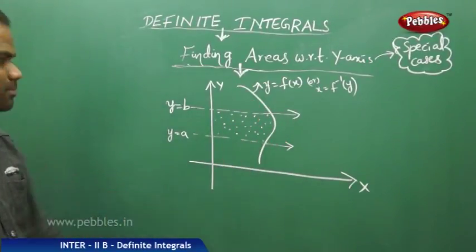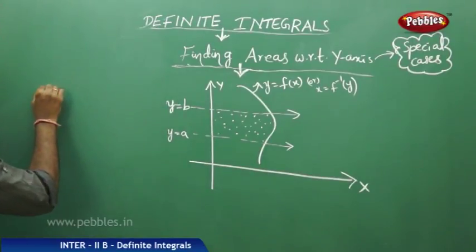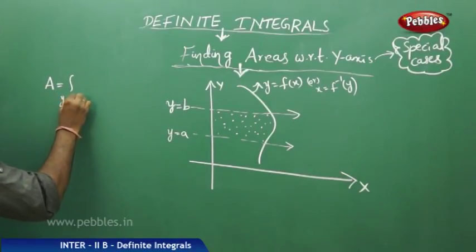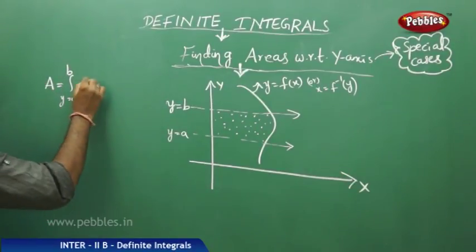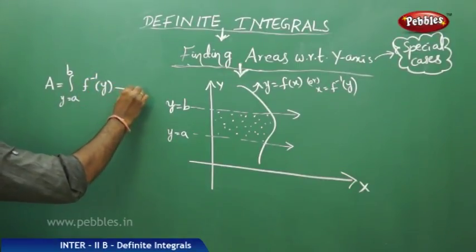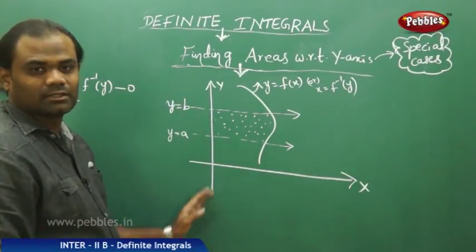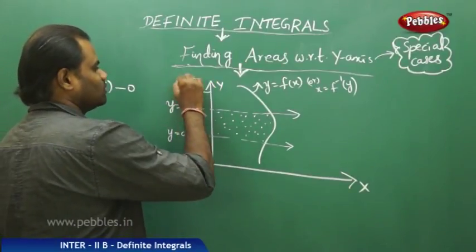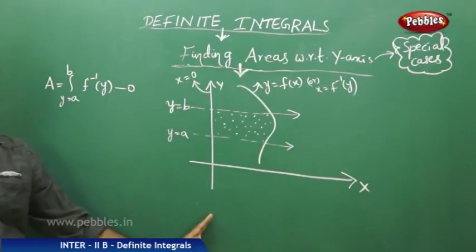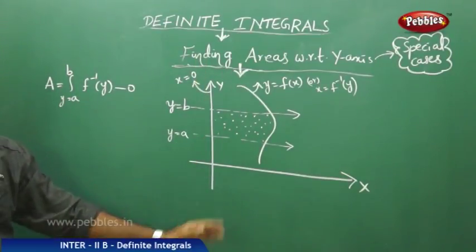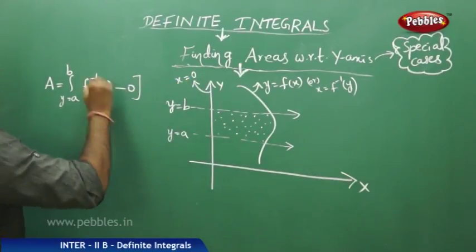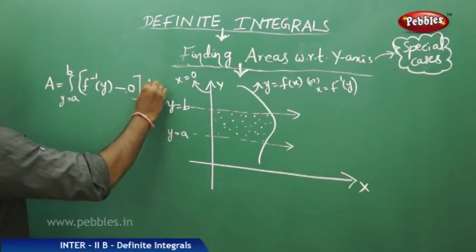So in case of the special case, I have the area which is found using the integral from y equals a to b of the upper curve, which is f inverse y, and the lower curve is the y-axis, but the y-axis has the equation x equal to 0. So this acts as the lower curve, the y-axis itself. So the equation of y-axis being x equal to 0, I get the lower curve, which is this, of dy.